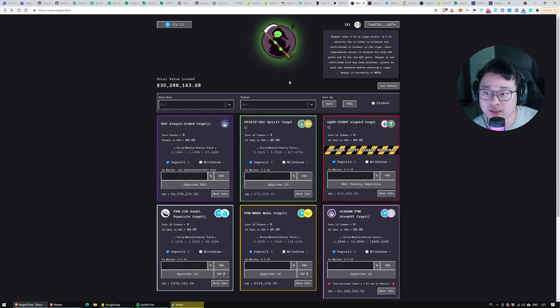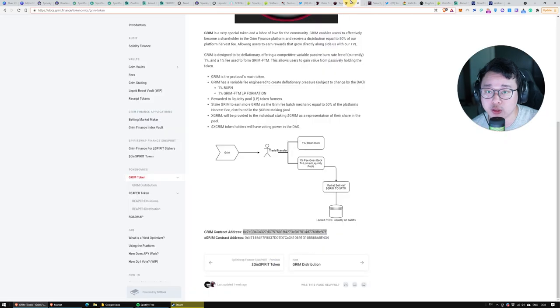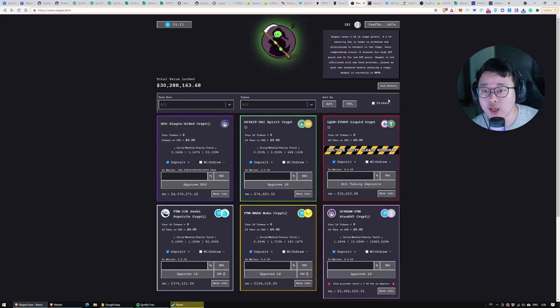Do note that Reaper right now does not actually have a token. So if you find a Reaper token on Fantom, it is actually not Reaper. It belongs to Grim Finance. One more thing about Reaper is that it's actually a Yearn Finance fork. Not really a fork, but it was built on top of Yearn Finance engine. And the team seems pretty competent and are very familiar with the Fantom ecosystem.